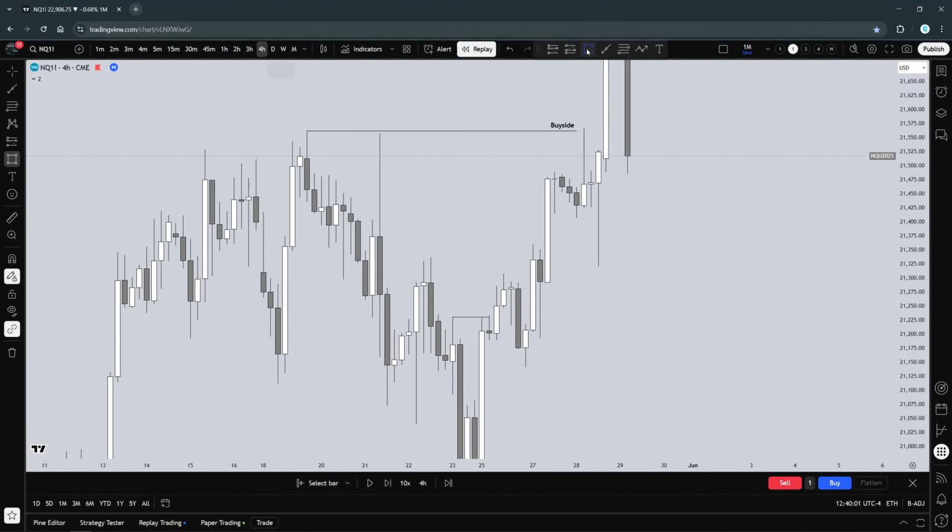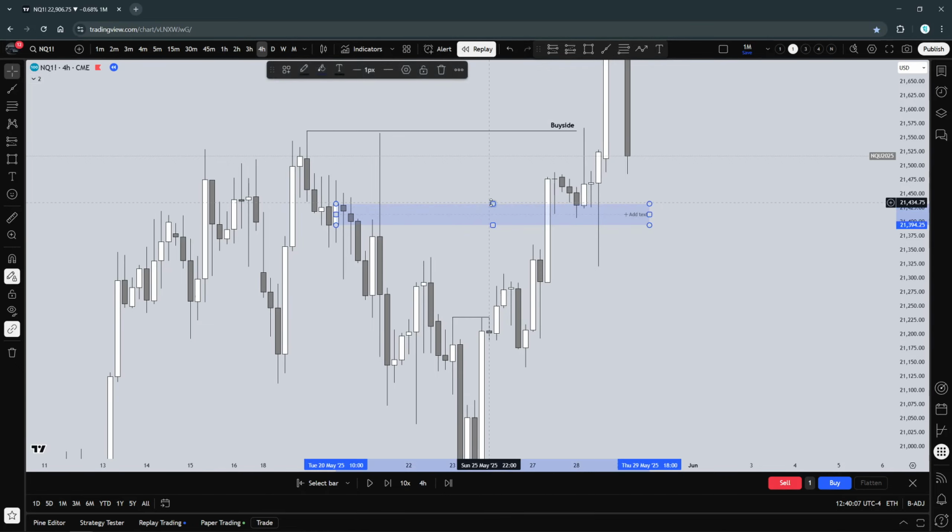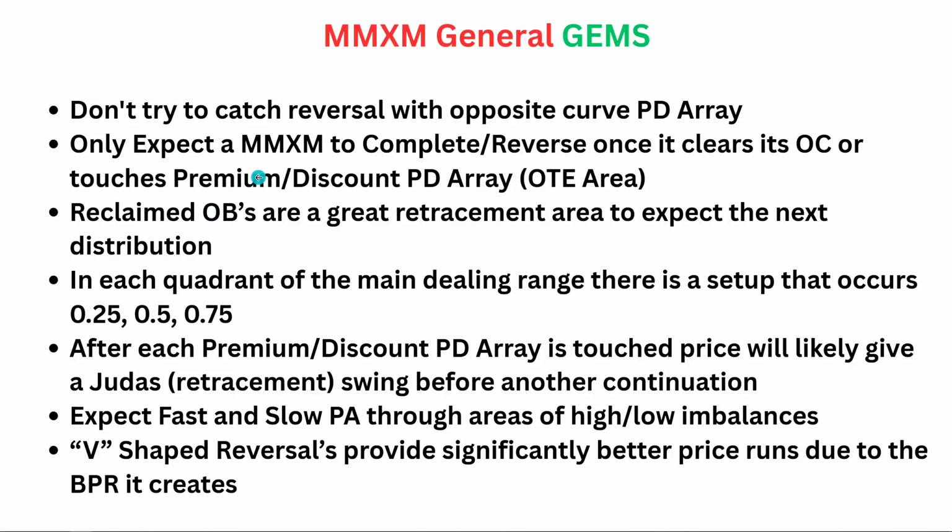Instead, draw out the continuation PD arrays, wait for them to get closed above, and then use them for longs higher. Yeah. So only expect a market maker model to complete slash reverse once it clears its original consolidation or touches premium slash discount PD arrays in the OTE area.